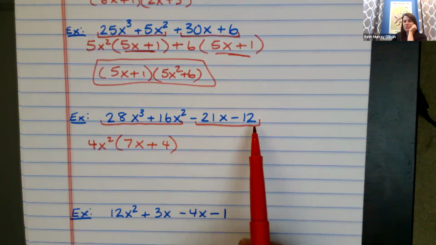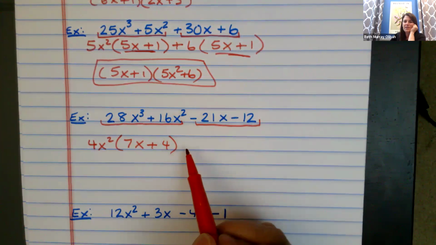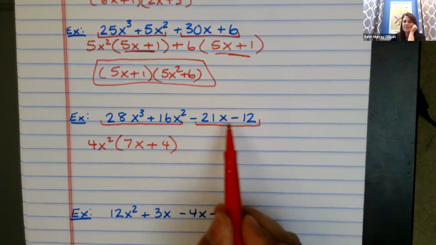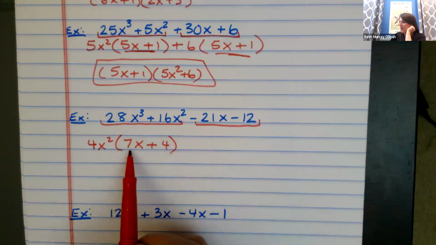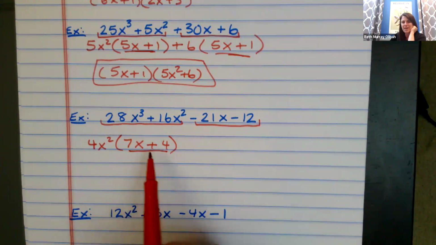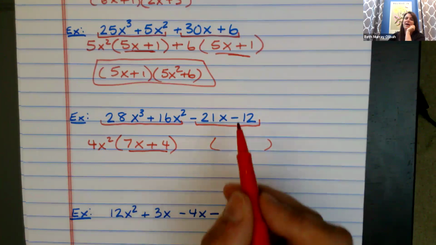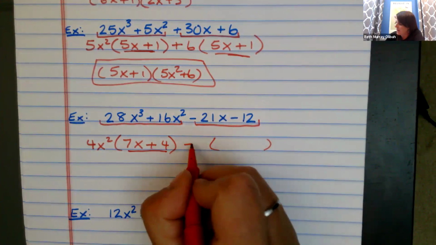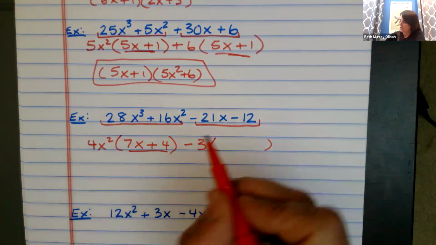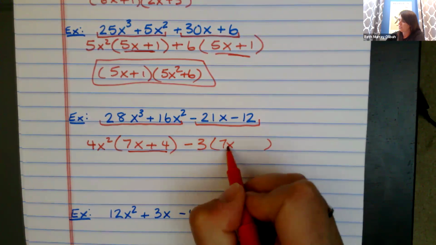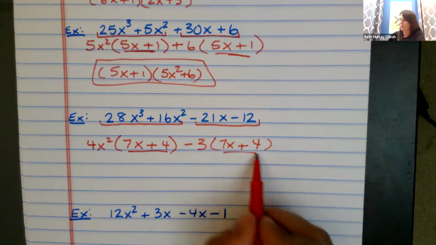Between the 21x and the 12, all I could take out is 3. But if I took out a positive 3, do you see that that would leave me with these as negatives inside the parenthesis? And so my two parentheses would not match. So if I already know what I'm heading towards, I would like the parenthesis over here to match 7x plus 4. That would mean instead of taking out a 3, I should take out a negative 3 to change the sign. So taking out a negative 3 would change this to 7x plus 4, and then they would match.